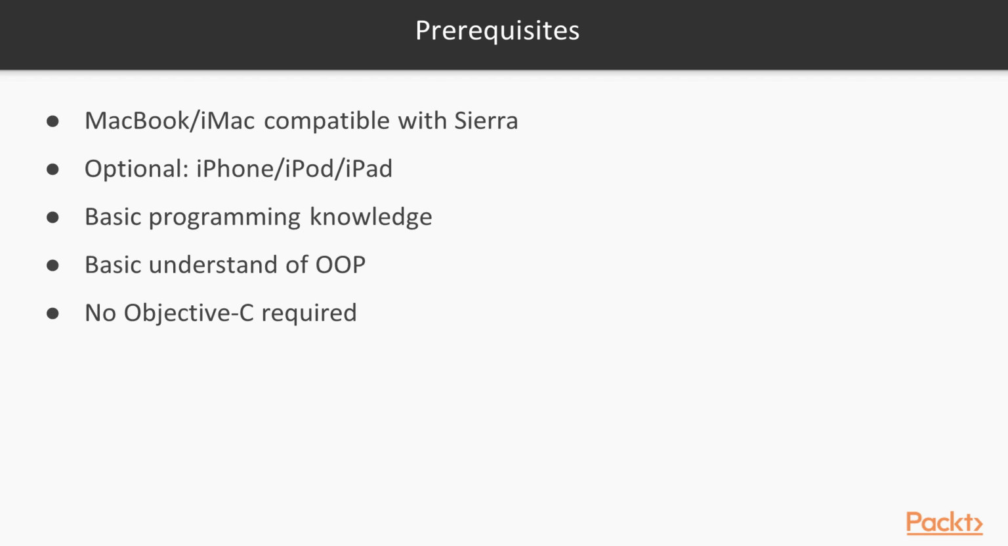What are the prerequisites of this course? You need to have Mac hardware, so you need a MacBook or an iMac compatible with macOS Sierra. An iPhone is not required. You can follow this course just using the simulator. But if you like, you can have an iPhone or an iPad and run your application on a real device. Then some basic knowledge about programming and object-oriented programming is required.